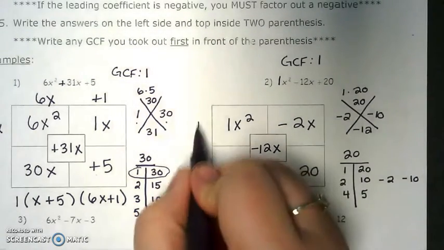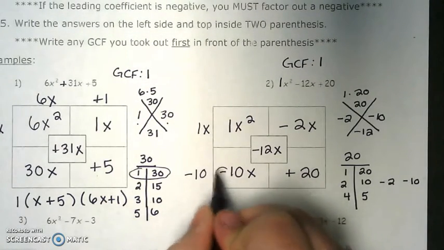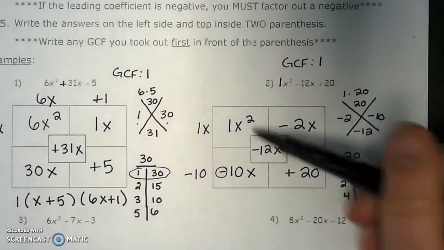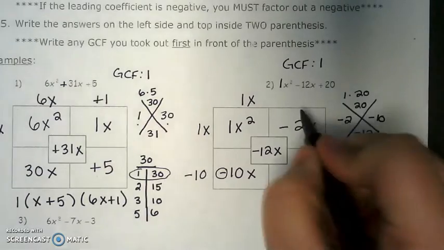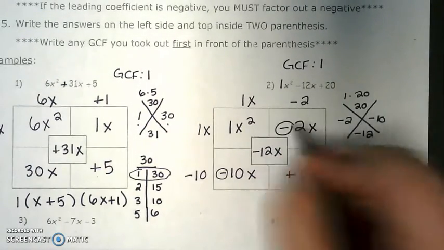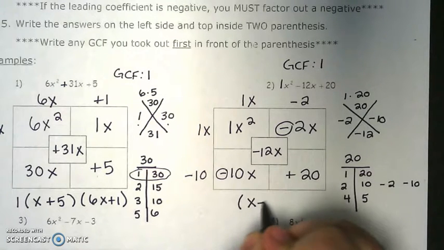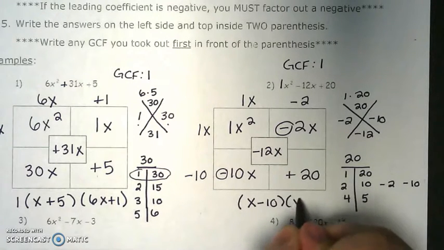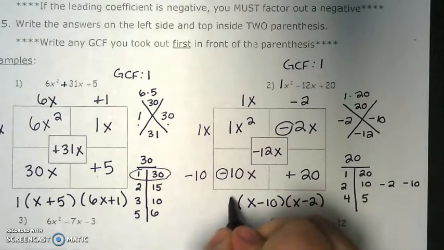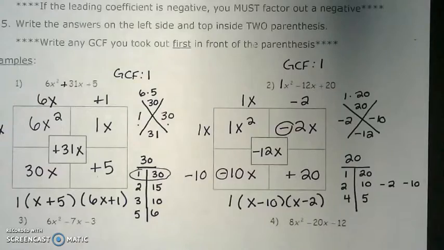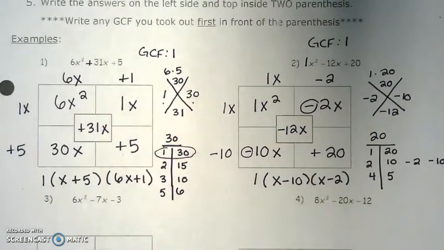GCF of the top is 1x. GCF of the bottom is negative 10, since it leads with the negative. GCF of this column is 1x. GCF of this one is negative 2, since this one leads with the negative. Write them together. So we got x minus 10, x minus 2. Pull the GCF down that we took out, and that's our final answer. So these two problems are how to factor trinomials.